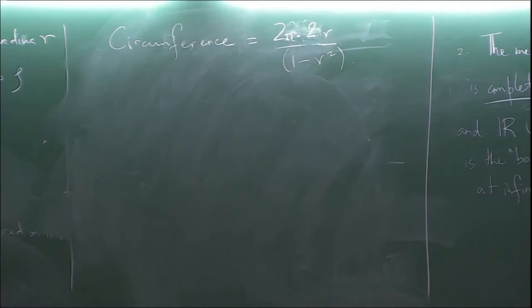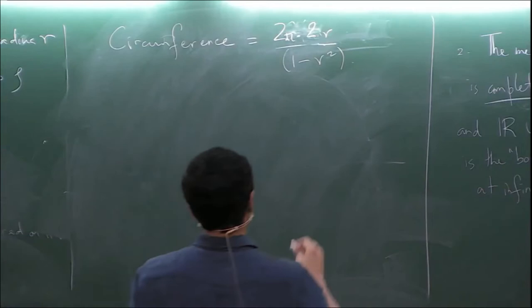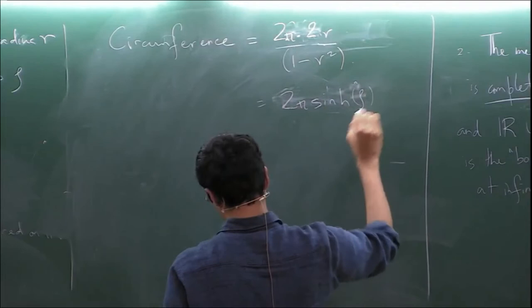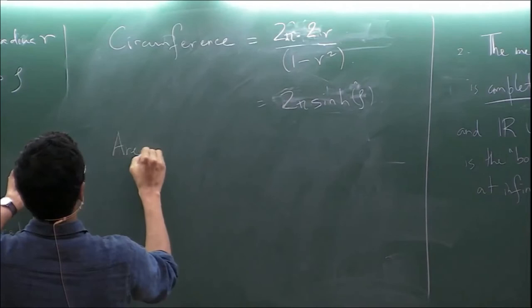Now, if you want to express it in terms of rho, it turns out to be 2 pi times sinh rho. So that's the circumference. So now, what's the area of this disk?